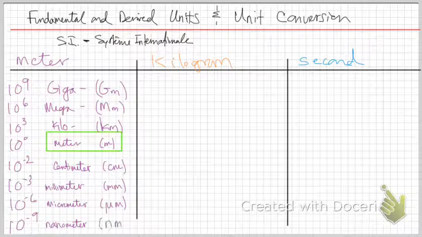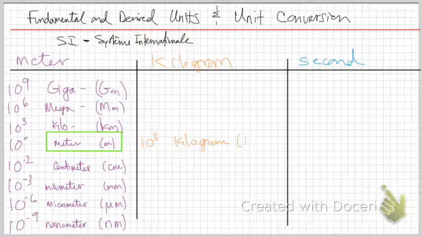We often see the centimeter, 10 to the minus 2, cm, 10 to the minus 3, the millimeter, mm, 10 to the minus 6, the micrometer, that's μm, the Greek letter mu, and then we have 10 to the negative 9, the nanometer, nm.